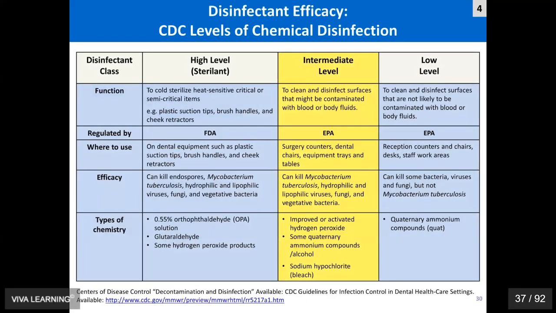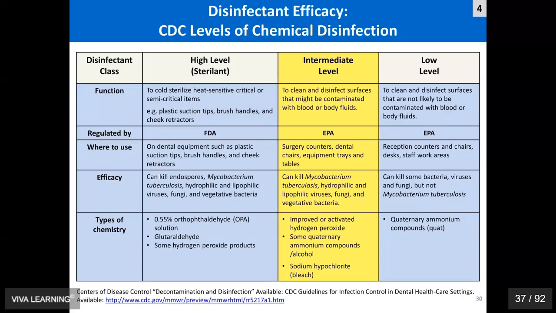So here you see the CDC levels of chemical disinfection. And of course, CDC talks about high level. In high level disinfection, typically the same product, if it's used for more hours, like 12 hours, can be considered a sterilant. Intermediate level and low level. So really, what are the functions here? Well, the functions for high level would be the so-called cold sterilization of heat-sensitive items.